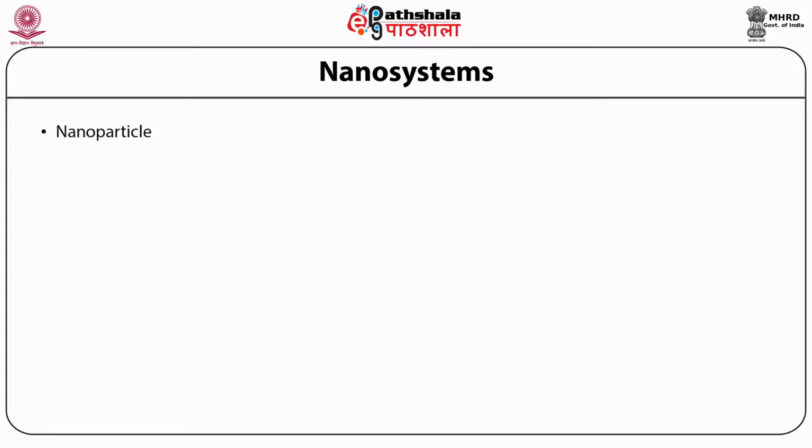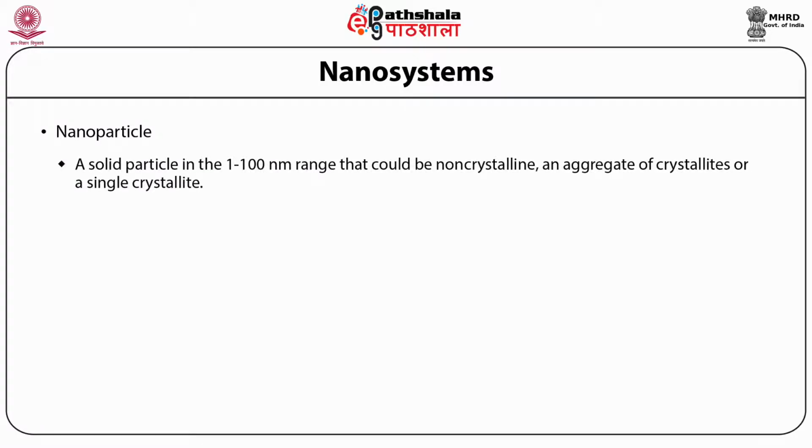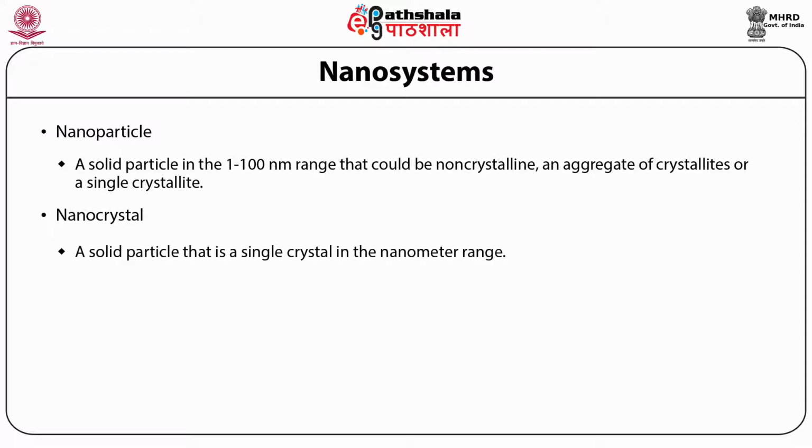Next is nanoparticle. A solid particle in the 1 to 100 nanometer range that could be non-crystalline, an aggregate of crystallites, or a single crystallite. The last type is a nanocrystal. A nanocrystal is nothing but a solid particle that is a single crystal in the nanometer range.